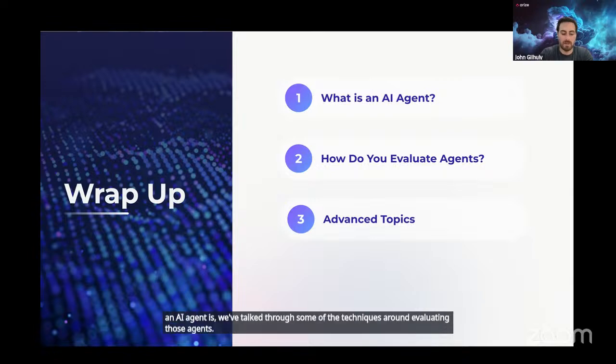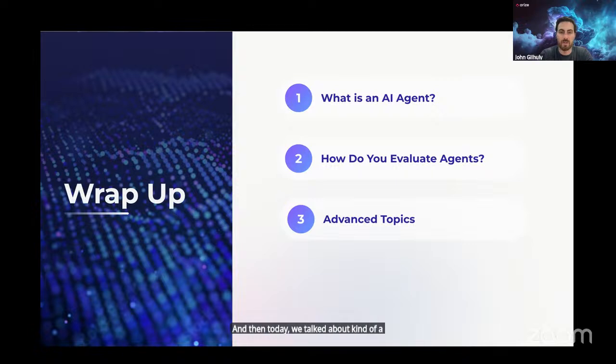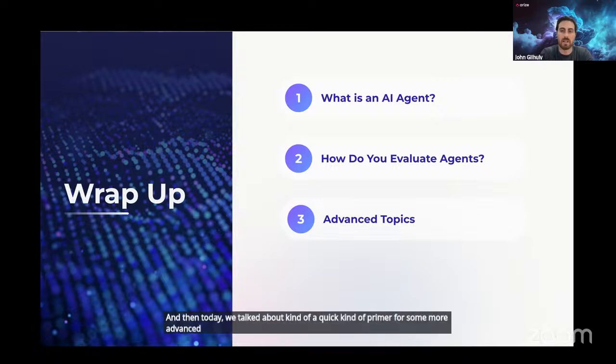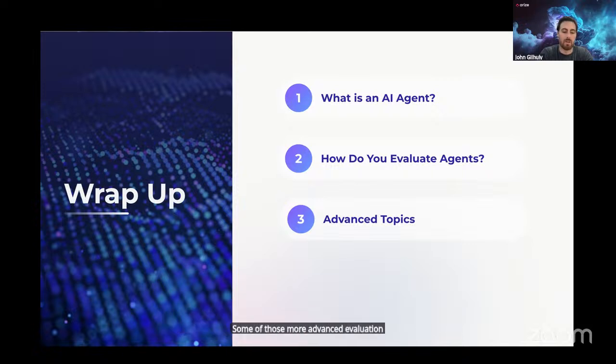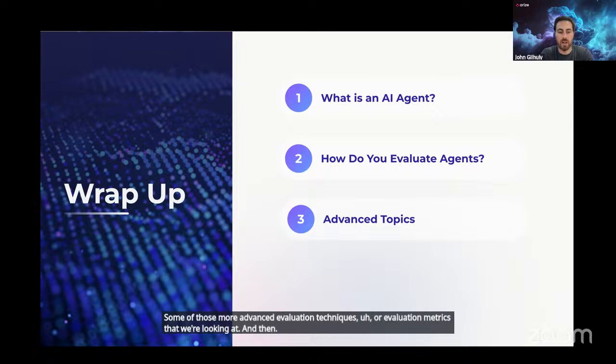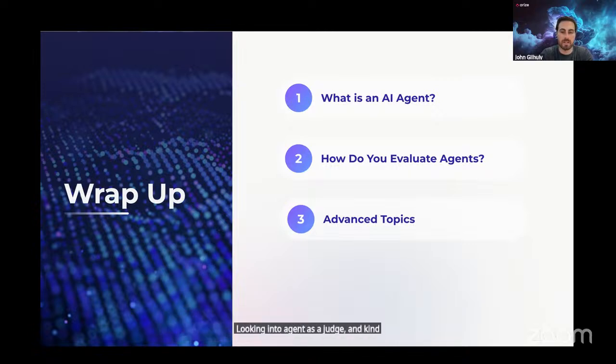And then today we talked about a quick primer for some more advanced topics of things that we're seeing in the space now, some of those more advanced evaluation techniques or evaluation metrics that we're looking at. And then looking into agent as a judge, this new technique that we're seeing some people adopt across the industry, and how that might be applied for specific examples there. And so that's the bulk of what I have for you guys today.